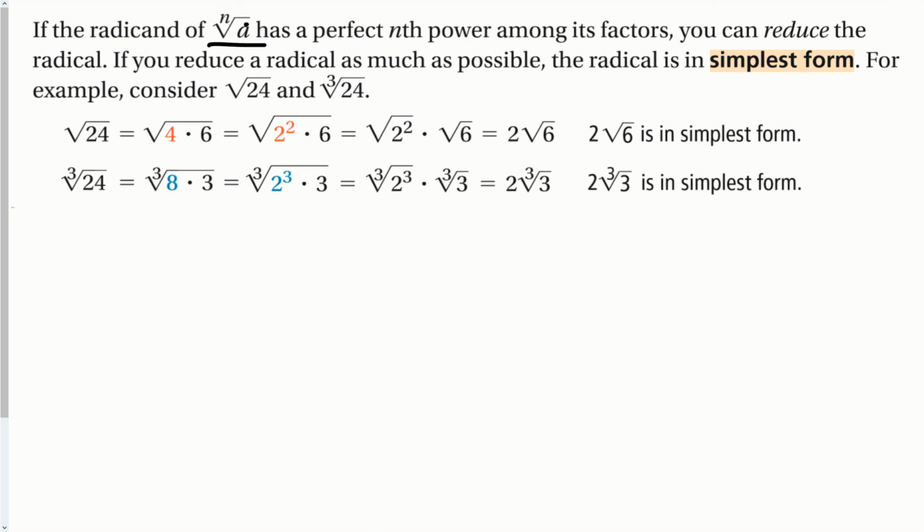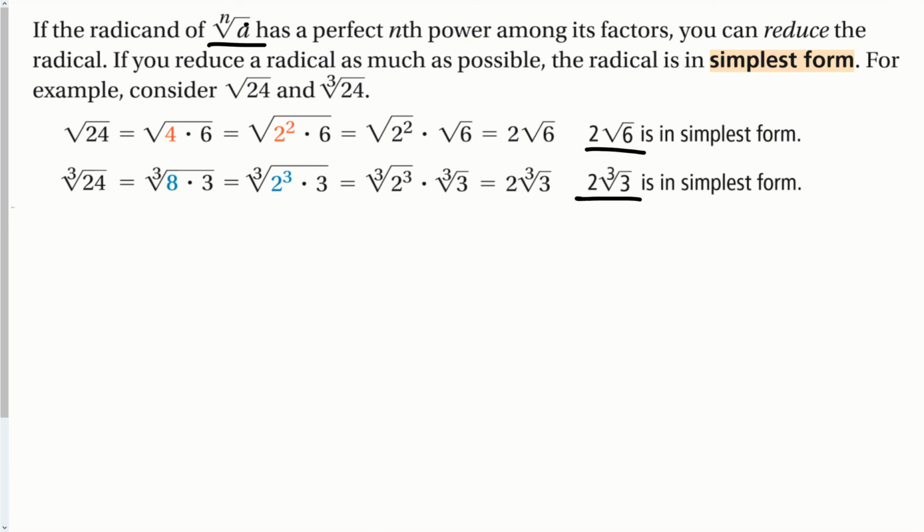Another example with a square root and a cube root: the square root of 24. Well, 4 is a perfect square that goes into 24, so we can simplify that into 4 times 6 to give me 2 radical 6. However, with the cube root of 24, I don't want the 4 anymore. I don't want the factor 4 times 6. 4 is a perfect square. It's not a perfect cube. However, 8 is a perfect cube, and 8 does go into 24.